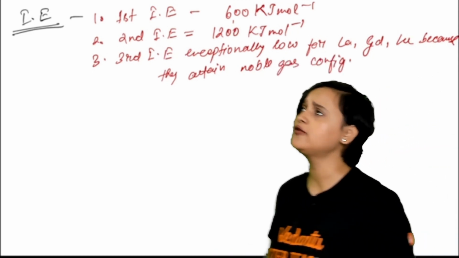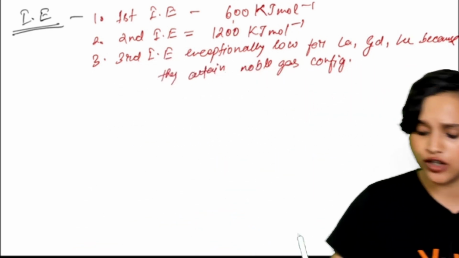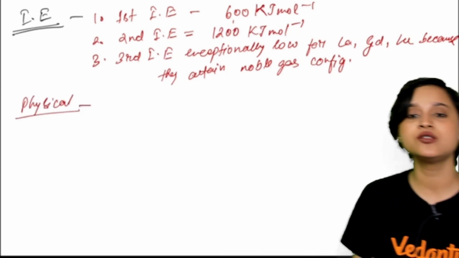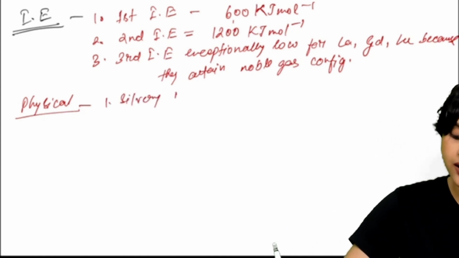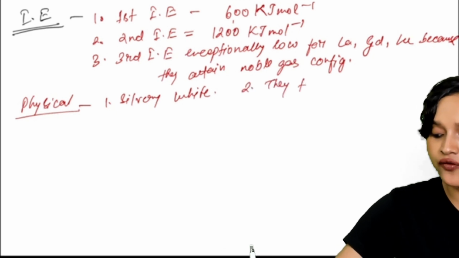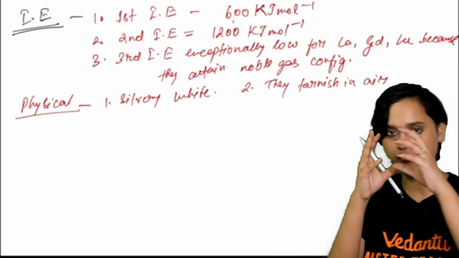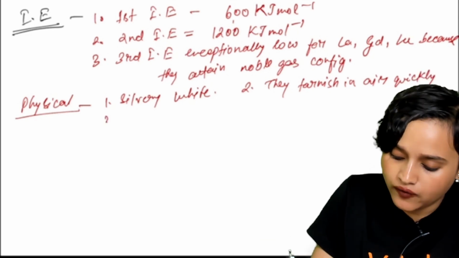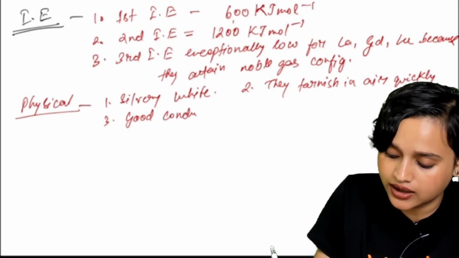All right. Now, if we have to talk about the physical properties of lanthanoids, what do we see? Physical properties, we will not take too much time. I'm just going to tell you, everybody. You will see that they are silvery white in appearance. Second, they tarnish very quickly in air. Tarnish means they become black in color. Thirdly, obviously they are good conductors, because they are metals, right?